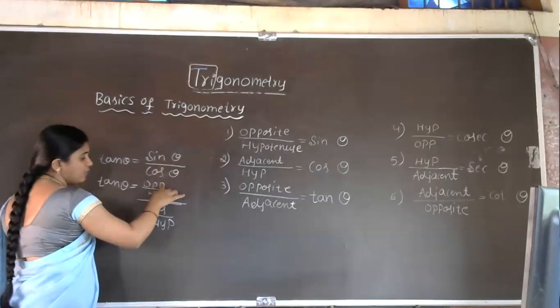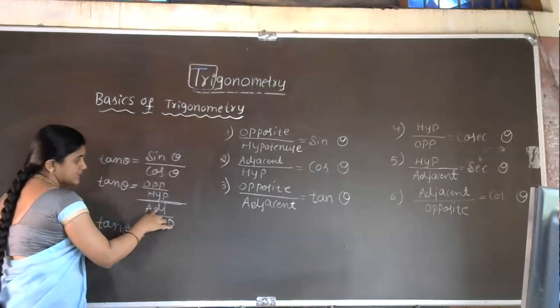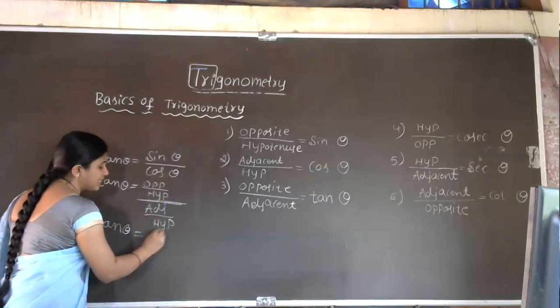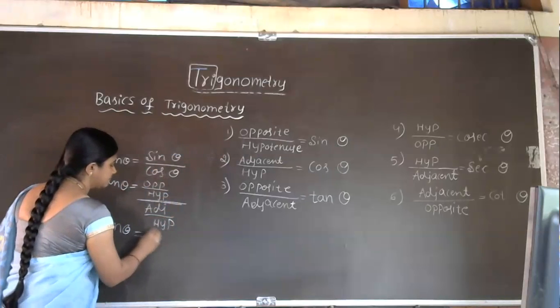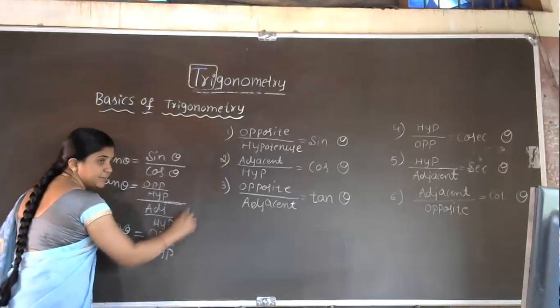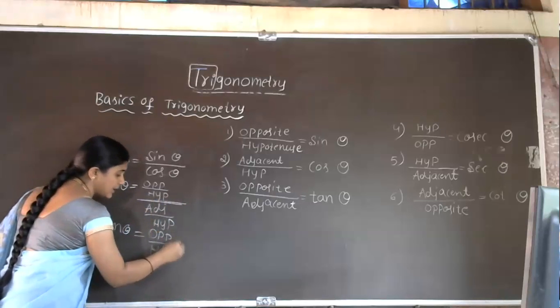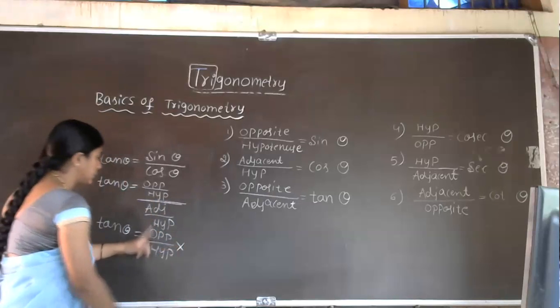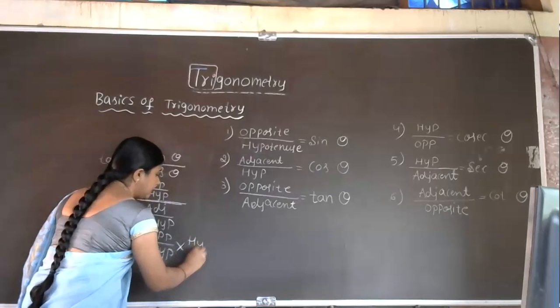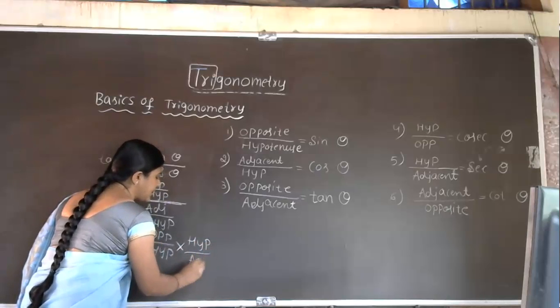Sin theta, we have opposite by hypotenuse. Cos theta, we have adjacent by hypotenuse. Now, in the next step, what will we get? Opposite by hypotenuse, divided by adjacent by hypotenuse. If we take the reciprocal, then what happens? After the reciprocal, it becomes hypotenuse by adjacent.